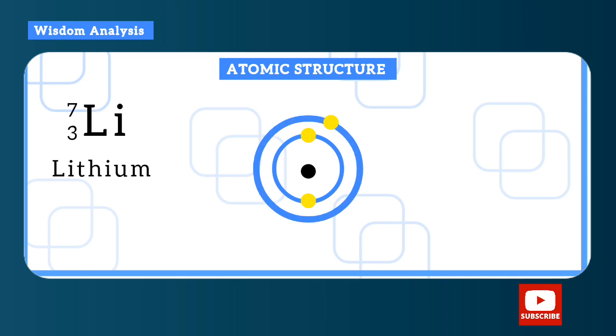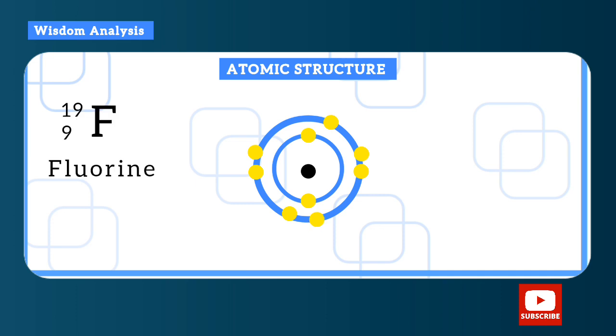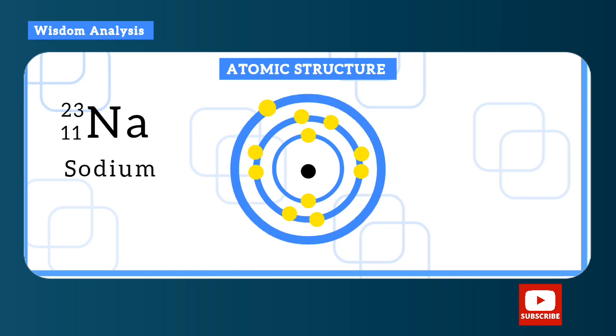Okay, so lithium is 3. The 3rd electron goes to another shell because the first one is full. Now beryllium is 4, so 4 is like this. Boron 5. Then we move to carbon, which is 6. Then we move to nitrogen 7. We move to oxygen 8. We move to fluorine 9. And now we move to neon 10. We also move to sodium 11. You can see that the second shell is also full, so it moves to the next shell.